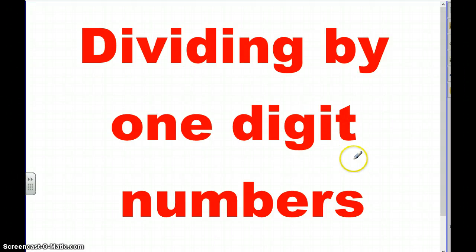Fourth grade. Today we are going to be dividing by one-digit numbers. So it's the day you've all been waiting for. We are jumping into long division. So let's rock and roll.